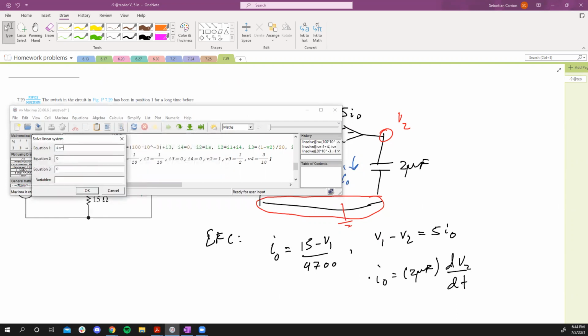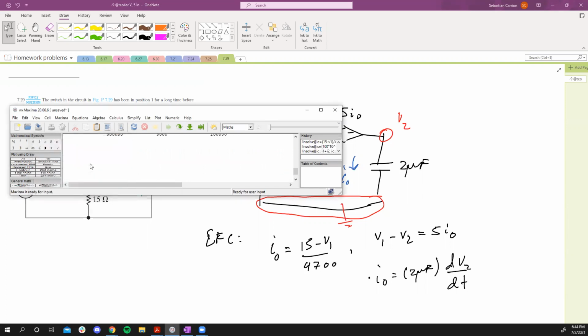So i0 equals (15 minus V1) over 4700. V1 minus V2 equals 5 times i0. i0 equals 2 times 10 to the negative 6. I'm going to call dV2 dts. So we have i0, V1, and V2.